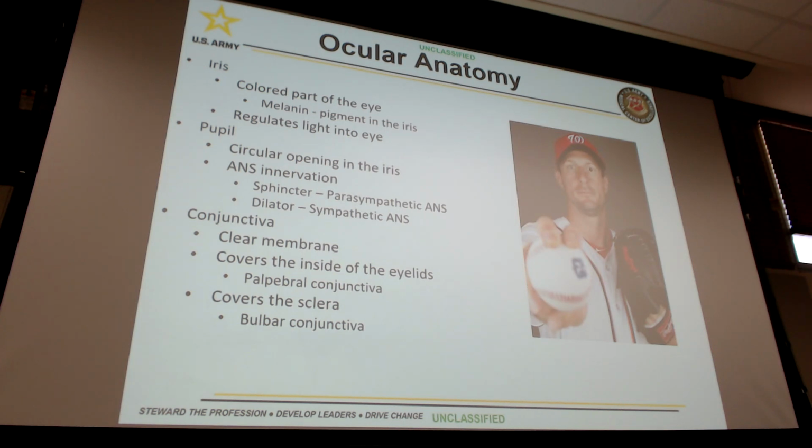The conj is just a clear membrane. Okay, so it's hard to see with the naked eye. It's less hard to see when you're using the slit lamp, because that's essentially the microscope that we use to see the eye.